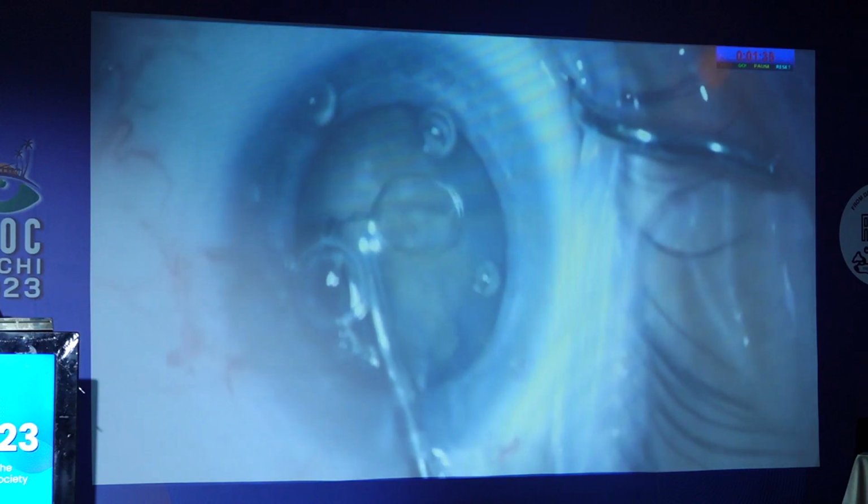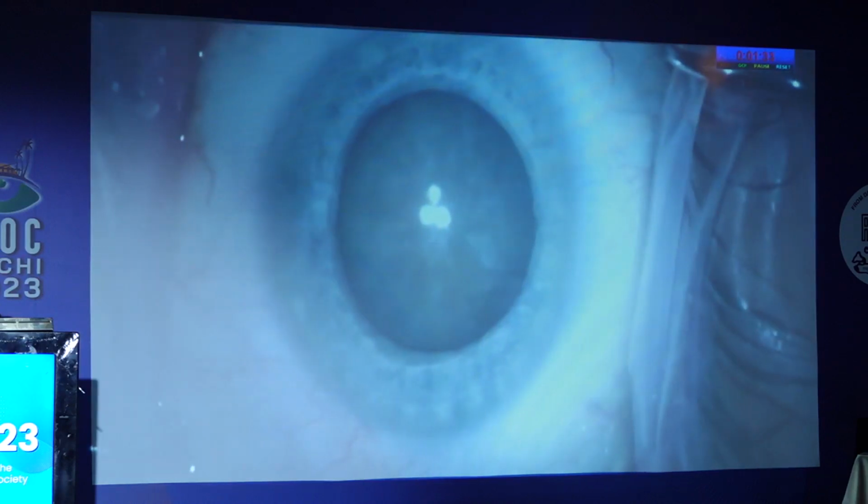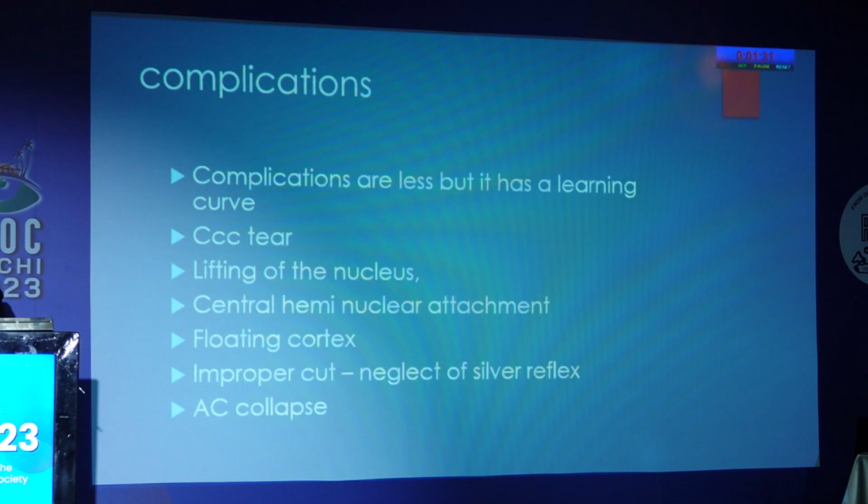So you need not do that maneuver of injecting and withdrawing again. And now this is the second part. We need not see that. What are the probable complications? It has a learning curve, but once you have done 10 cases, it is one of the easiest things to use.